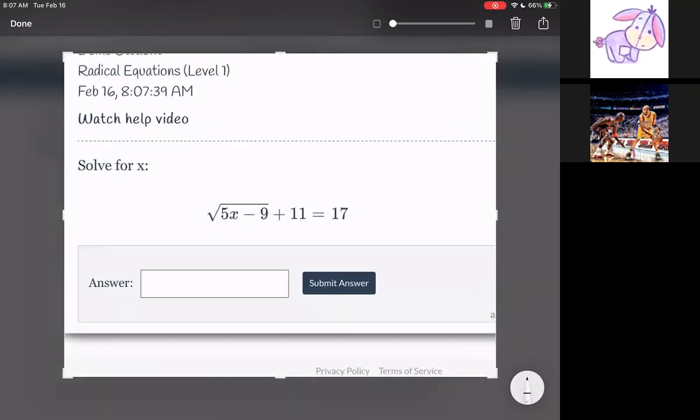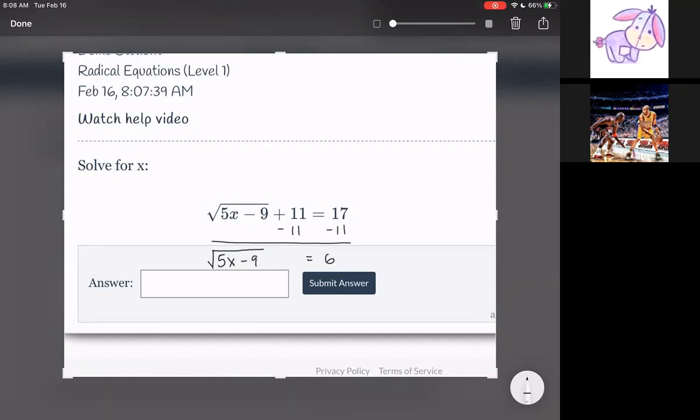So our first step is to isolate the square root by itself. Right now the square root has a plus 11 next to it, so I'm going to subtract 11 from both sides. That leaves me with the square root of 5x minus 9 equals 6 on the other side. All I did was bring the plus 11 to the other side by subtracting 11 from both sides. And I do that so that the square root can be by itself.